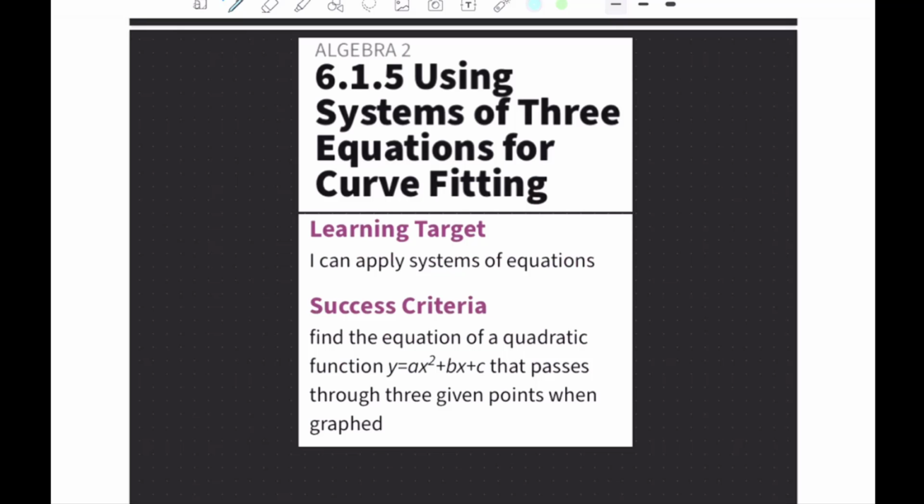I'm ready. So today we're going to finish that discussion of looking at that system of three equations and looking at that curve and seeing if we can figure out the equation for that curve.